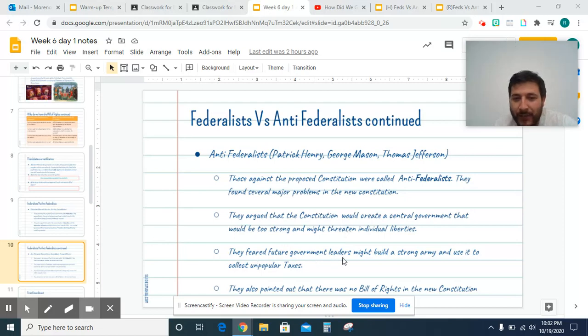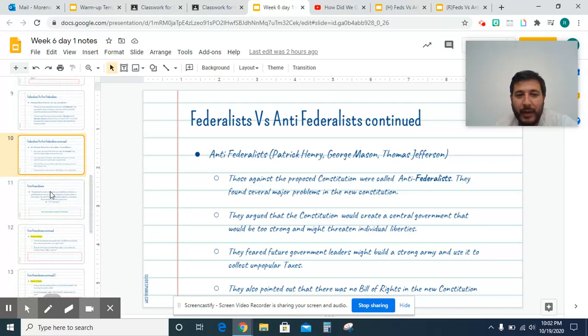And they figured that the leader would have a strong army to collect taxes that people didn't want. Okay, and so they say if there's no Bill of Rights, there's no Constitution. We're not signing it. And so finally, the Federalists decided, you know what, fine, we'll include them in there, but go ahead and sign it. Okay, and so they did. They incorporated 10 amendments into the Constitution.